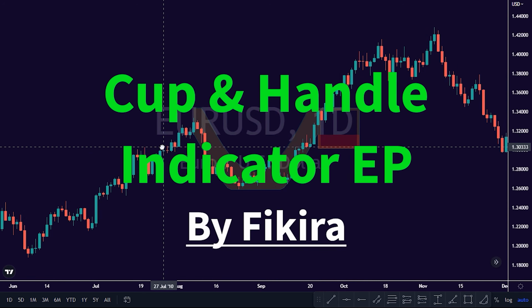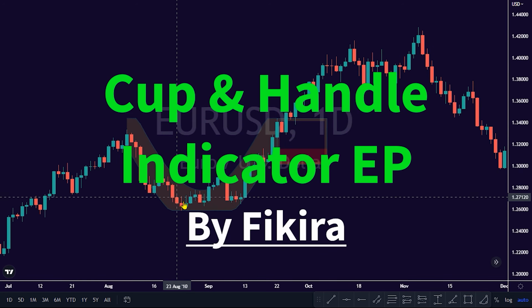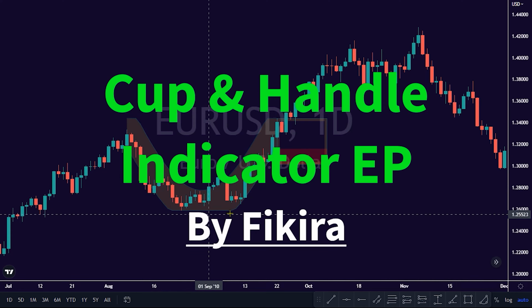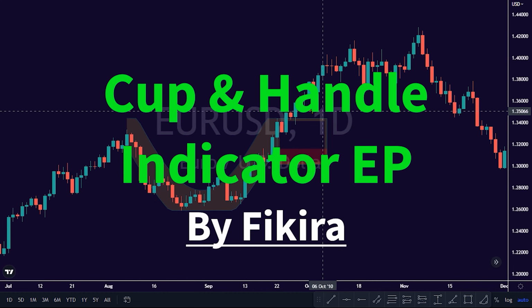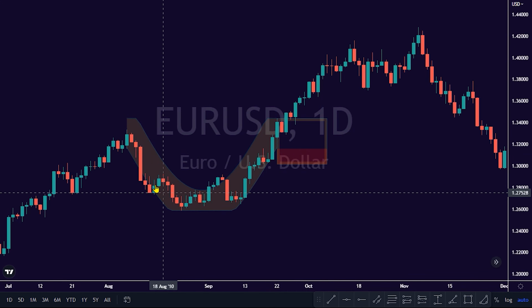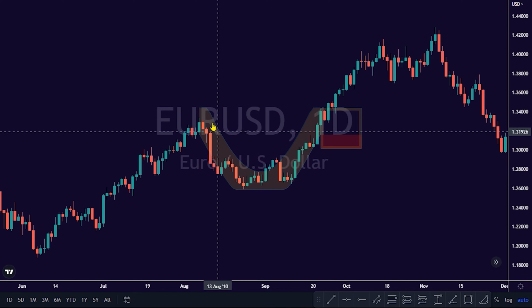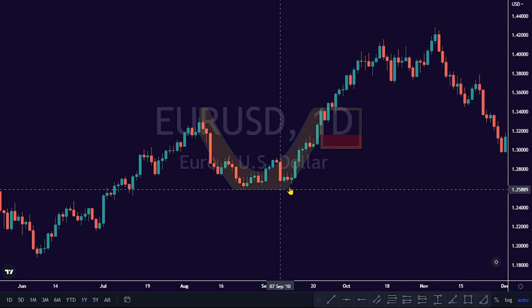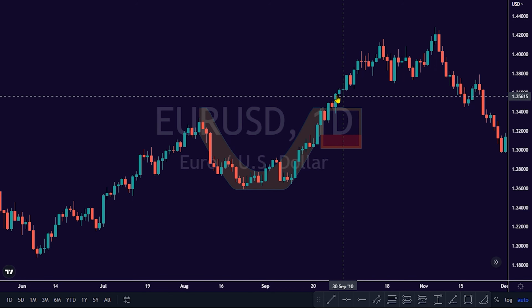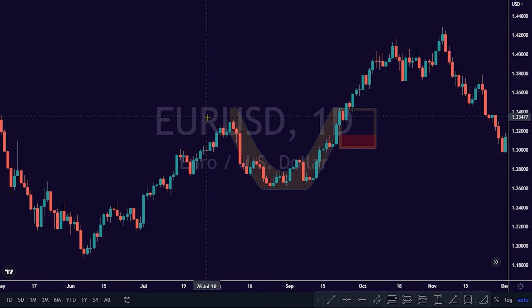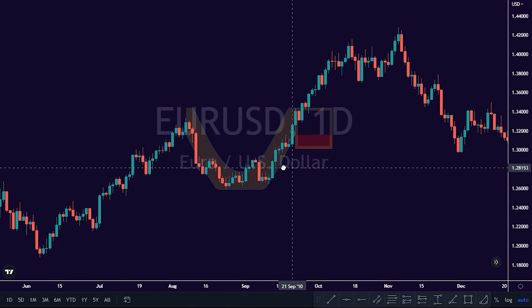The cup and handle indicator is a tool that automatically draws out the cup and handle chart patterns on the trading chart. The process of manually drawing out cup and handle chart patterns on the trading chart might sometimes be confusing for inexperienced traders. We often don't trade what we see, but what we want to see. As a result, we draw a chart pattern to forecast the direction we wishfully want the price to move towards.